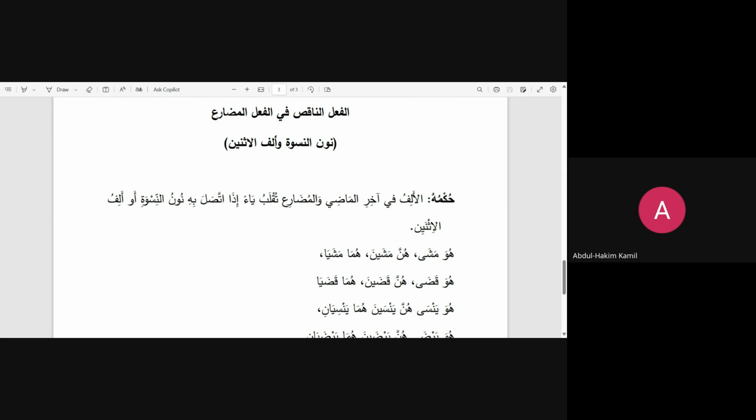Huwa masha. To add a noon to this one, we can't say mashan. We can't just add a noon to this one. We have to change that aleph to a ya, mashayan. Yes, we have to change the aleph to a ya. Huma mashaya. It's really masha, they're going to change it to mashaya.